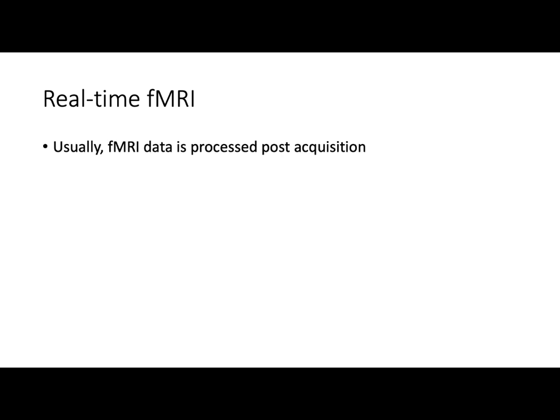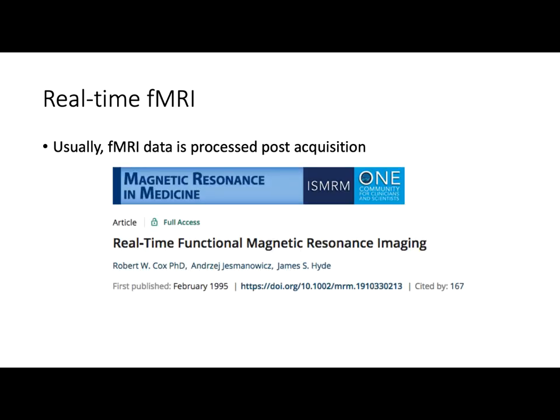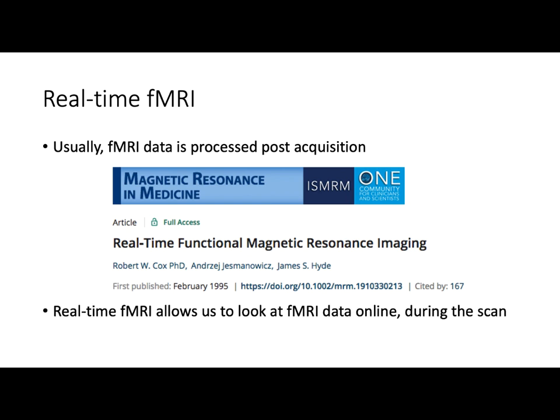Real-time fMRI is actually kind of new-ish. Usually fMRI data is processed post-acquisition. In '95, Bob Cox came out with this great paper showing us how we can do real-time fMRI. What real-time fMRI does is it allows us to look at fMRI data online during the scan. And that's how we can do neurofeedback, because we need to be able to give people feedback during the scan and not just after the scan.